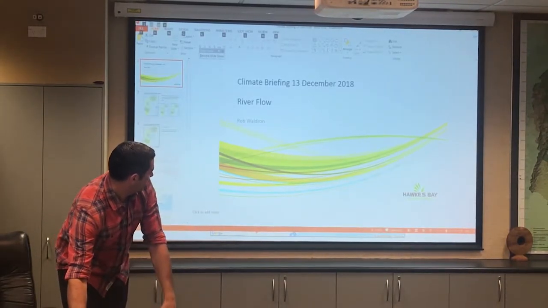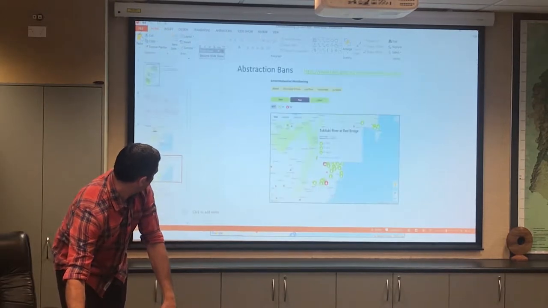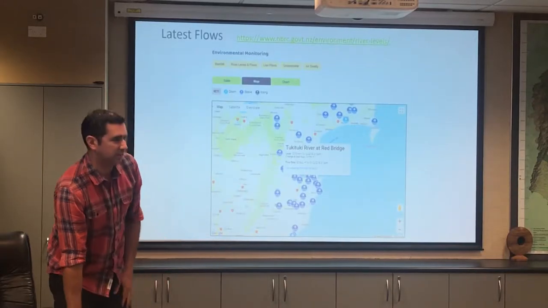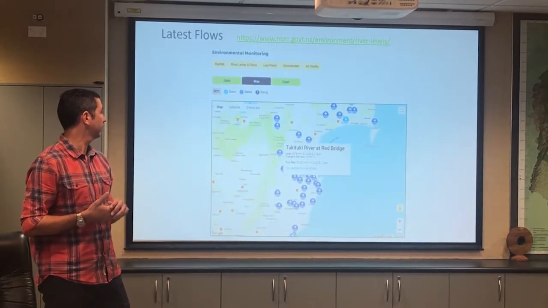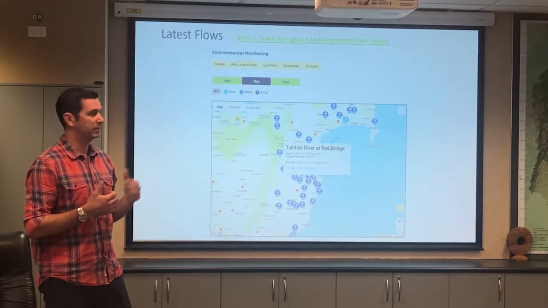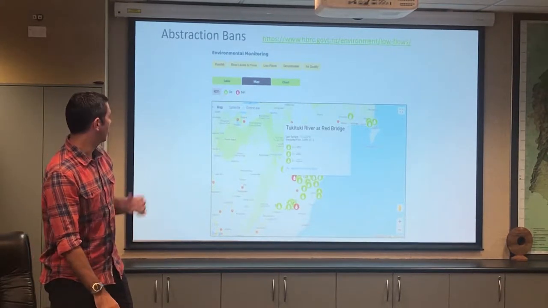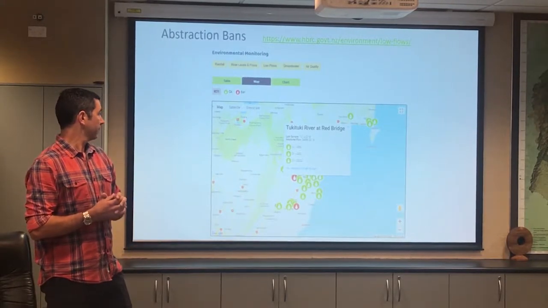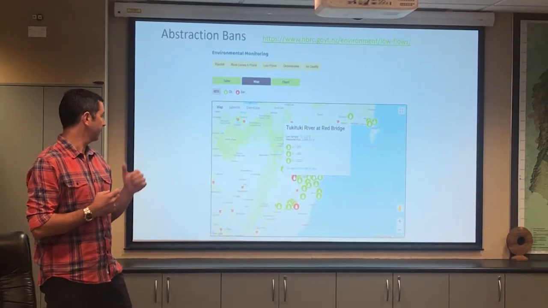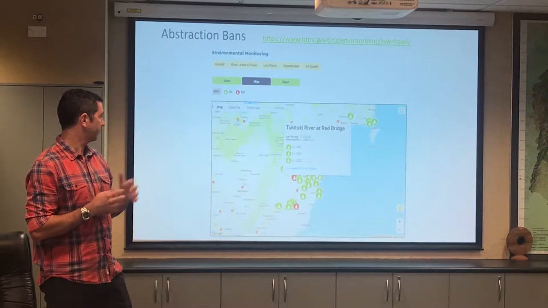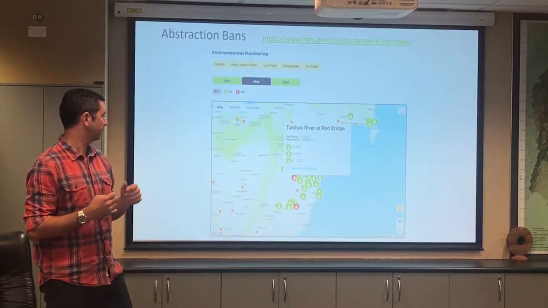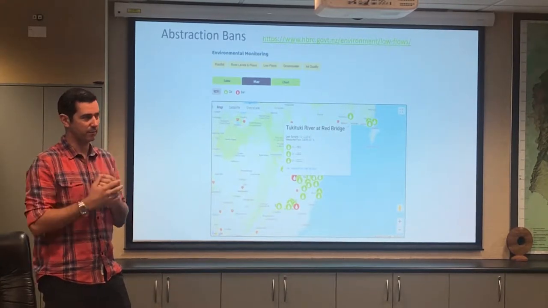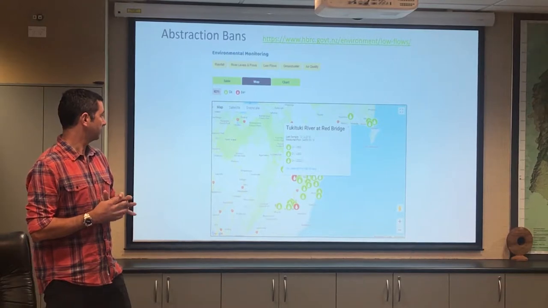And the other thing we also monitor in relation to consents is obviously abstraction bans and low flows. So on the website too, you can go through and look at the current status of abstraction bans through all the sites that we monitor throughout the region. We haven't got many on ban at the moment due to the rain. There's a few. This is a snapshot of that map from Monday, I think it was, or Tuesday. There's a couple of sites which have a range of minimum flow levels, and some of those are on ban on the upper levels, but most across the region aren't.